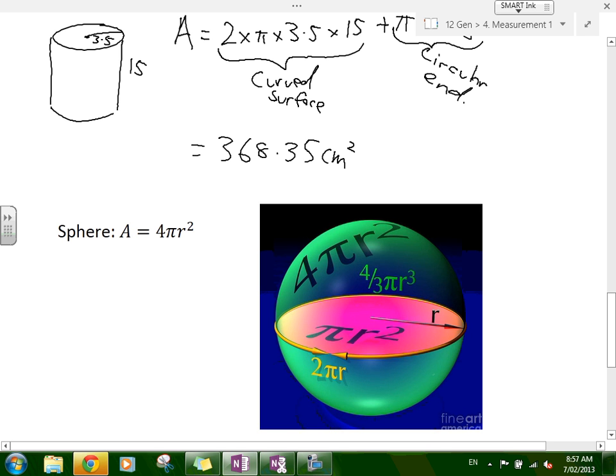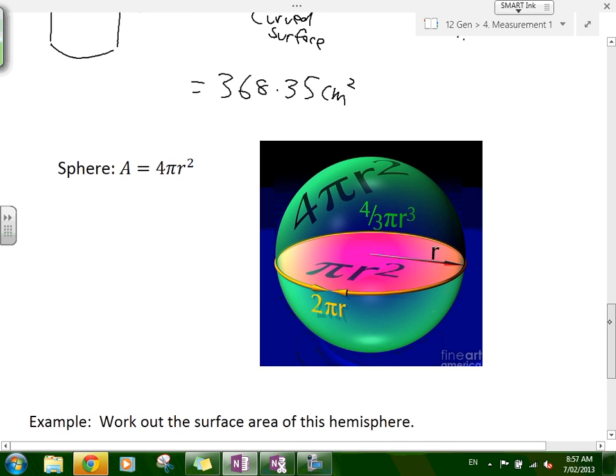So obviously if it's a hemisphere, half a sphere, sorry, it's going to be half of it. So it's just going to be 2 pi r squared, half times 4 pi. Someone tell me 4 over 3 pi r cubed is the volume. So on the next slide.